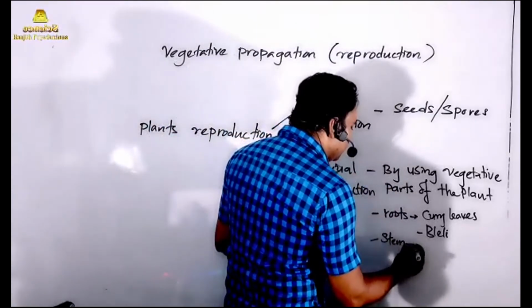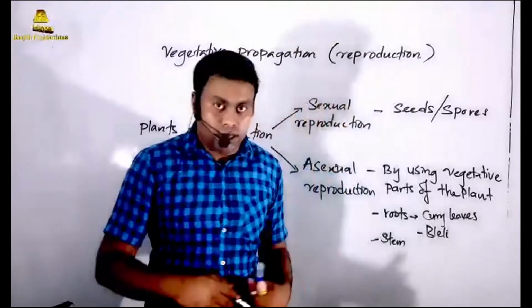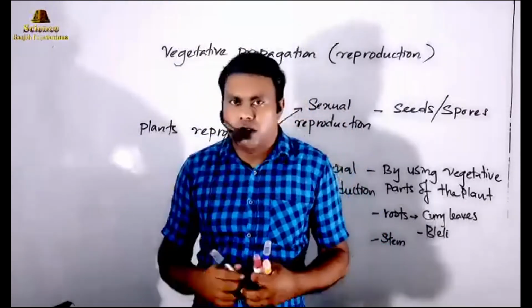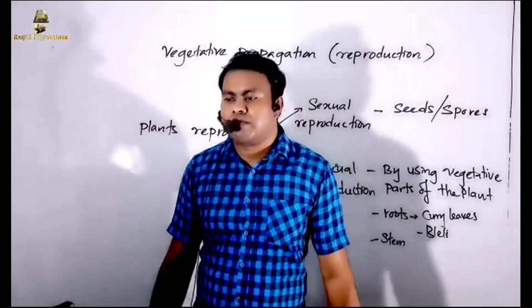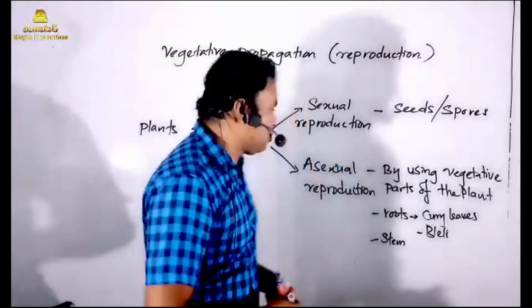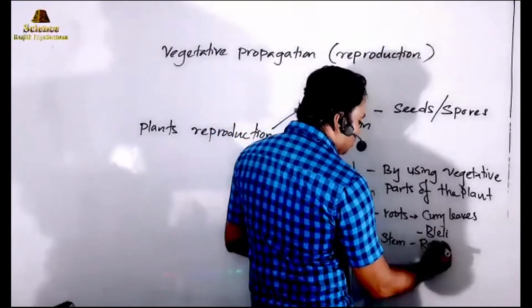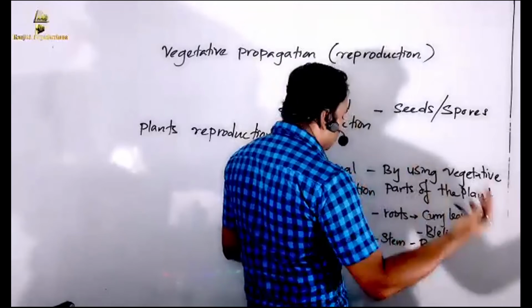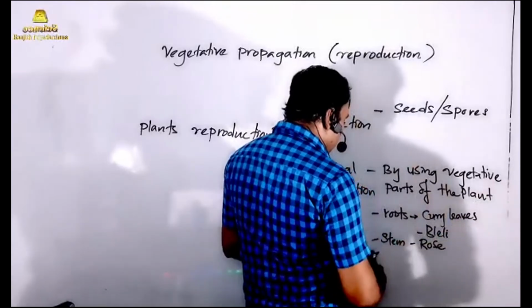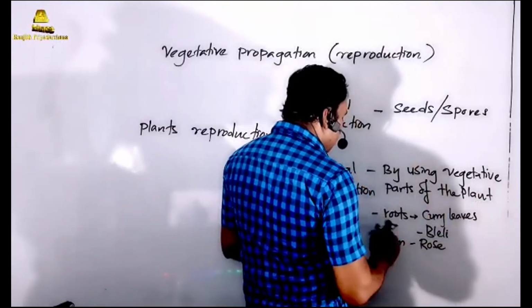Stem also vegetative part. Growing part, Sir. Can we write this? Okay, I'll give you time. Yes, that's rose. There are lots of plants that use stem cuttings for making new plant.